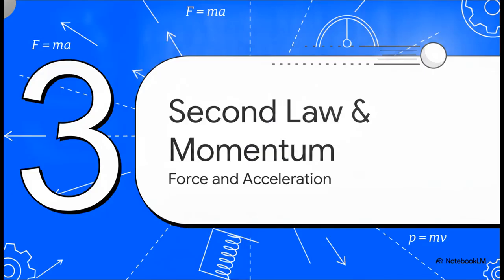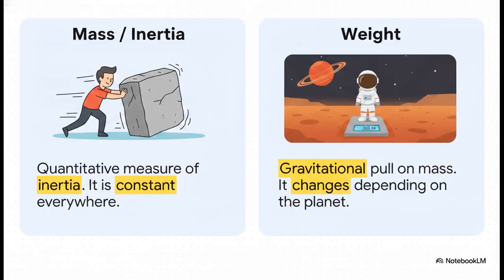Section 3. Second law and momentum. Let's see how this builds into the critical mathematics of mechanics. This is where we put actual numbers to the concepts. But first, we've got to clear up a major confusion. As the legendary physicist Richard Feynman pointed out, do not confuse your weight with your mass. Mass is your inertia, literally how hard it is to get you moving. Weight, on the other hand, is just the local gravitational pull on that mass. If you take a spaceship to Mars, your weight changes completely because Mars has much weaker gravity, but the force required to shove you across the floor to overcome your mass stays exactly the same.